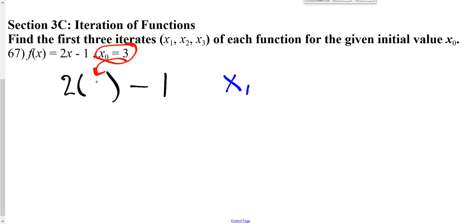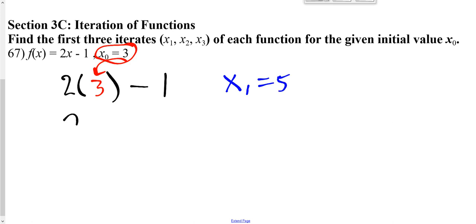We also have to talk about iterations. We need to find our first iterations. We have a rule here that says 2 times our input minus 1. So if we are looking for our first iteration, all we have to do is take this and plug it in for our input, which is 3. 2 times 3 minus 1, that's 6 minus 1, and that's 5.